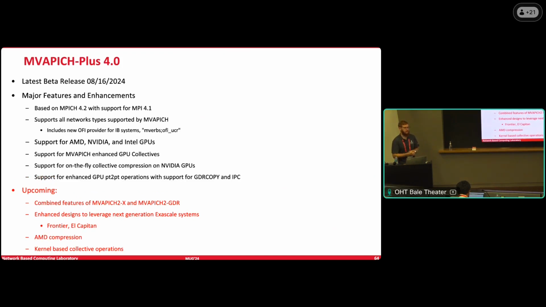This has all of those features for GPUs, as well as also providing a first version of our MVAPICH specific IB provider for libfabrics. So that can be set by using the mverbs OFI UCR provider. This is based off of existing support in OFI, but significantly enhanced based on our own experiences with the IB providers. It also adds support for Intel GPUs and includes all of those features that I mentioned for collective compression.